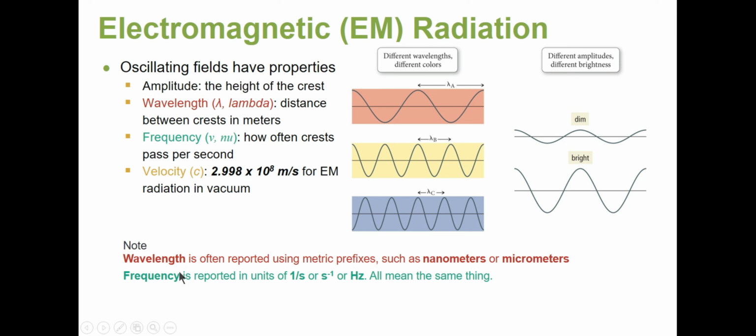Also note that wavelength is often reported using metric prefixes, so nanometers or micrometers, because rarely is it in a meter range. It's usually much bigger, many meters, or very small. And frequency is often reported in 1 divided by second, or second to the negative 1 power. Really, these are the same thing, so we call these inverse seconds. But another name for that unit is a hertz, and this is often how we will see it. But note that hertz will not cancel out in calculations in the same way that seconds will.